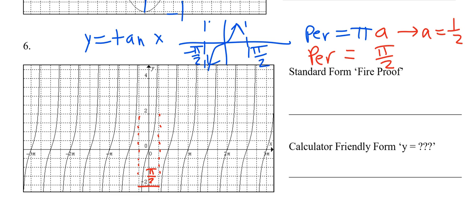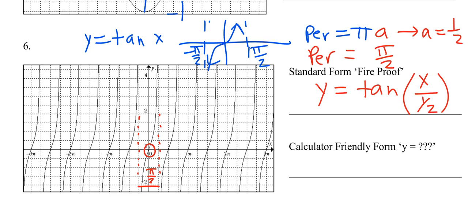Okay, so write me a fireproof form. What's my h and k? Oh, right there it is, 0, 0. So what do you got? Y equals tangent x over 1/2 is correct. We didn't do a very complicated one there. We kept the vertical and horizontal movement to 0.